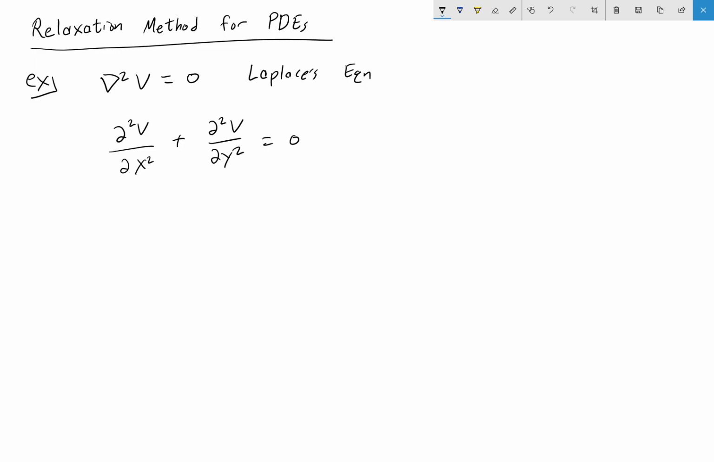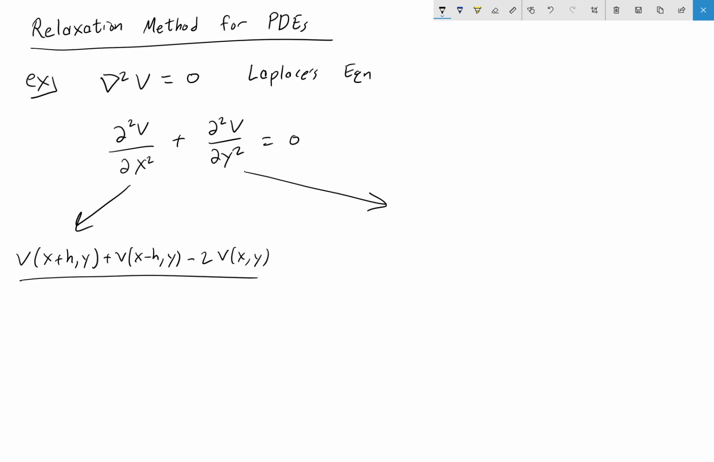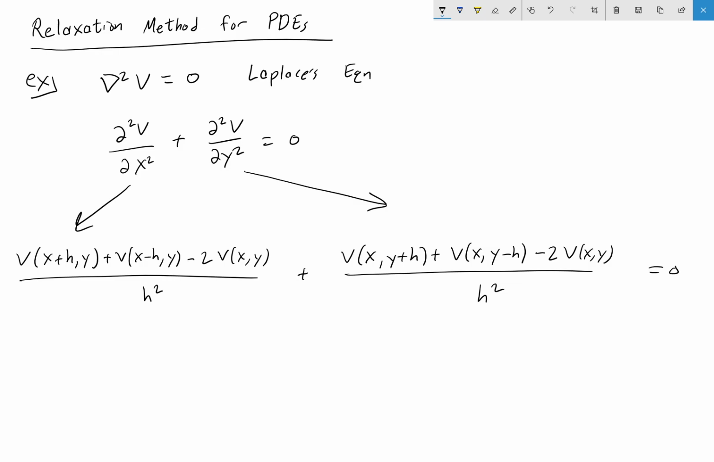Okay, and so we're going to do our finite differences twice. We're going to do it for the x's and we're going to do it for the y's. So with the x's, we're going to get v at x plus h, leave y alone, plus v at x minus h, leave y alone, minus 2 times v at x and y. Divide all of that by h squared. And then for the y's, we're going to have v, leave x alone, take y plus h, plus v, leave x alone, take y minus h, subtract 2 times v of x y. Divide all that by h squared, set it equal to 0.